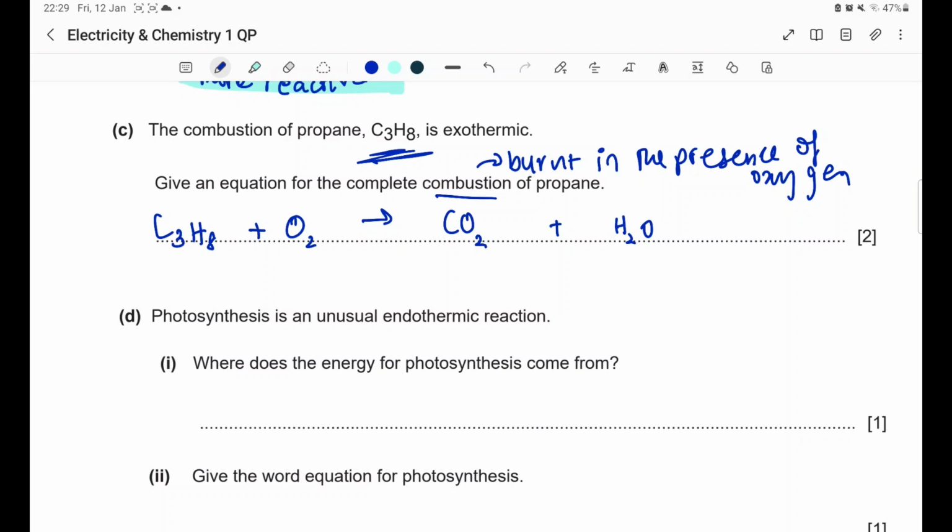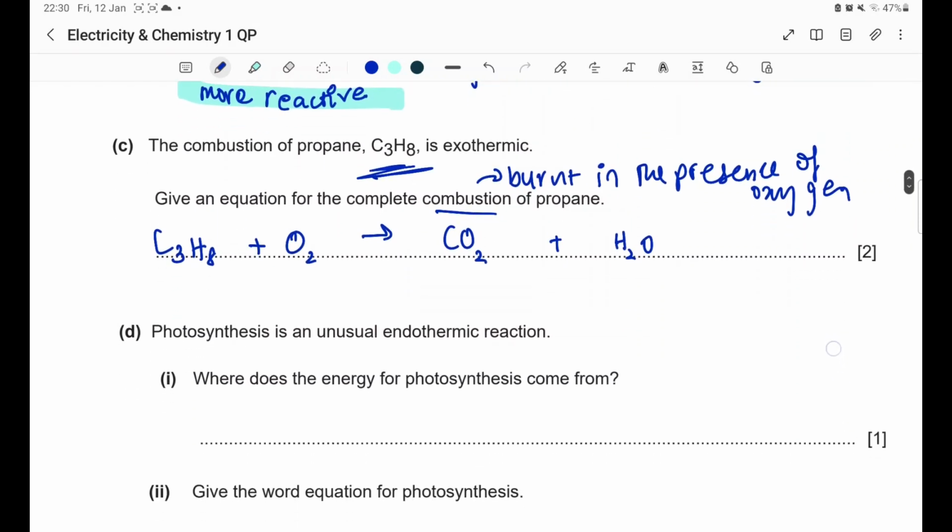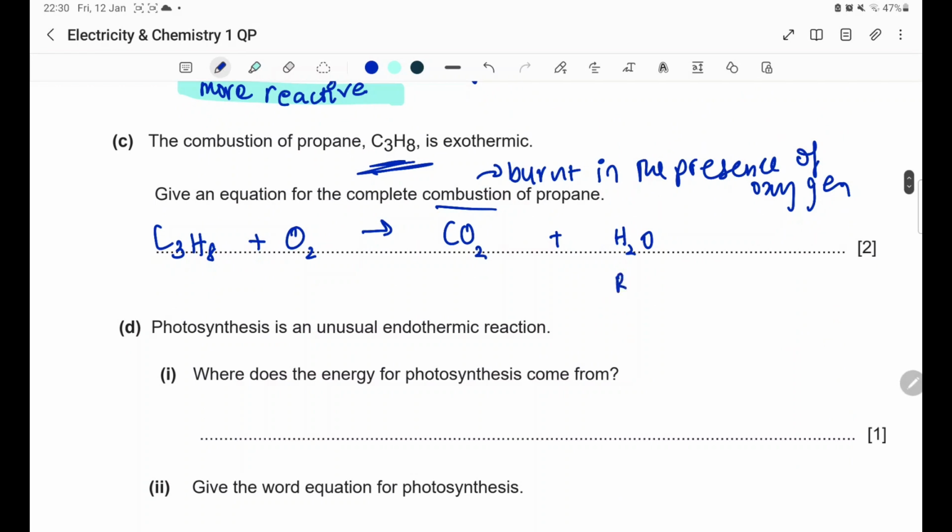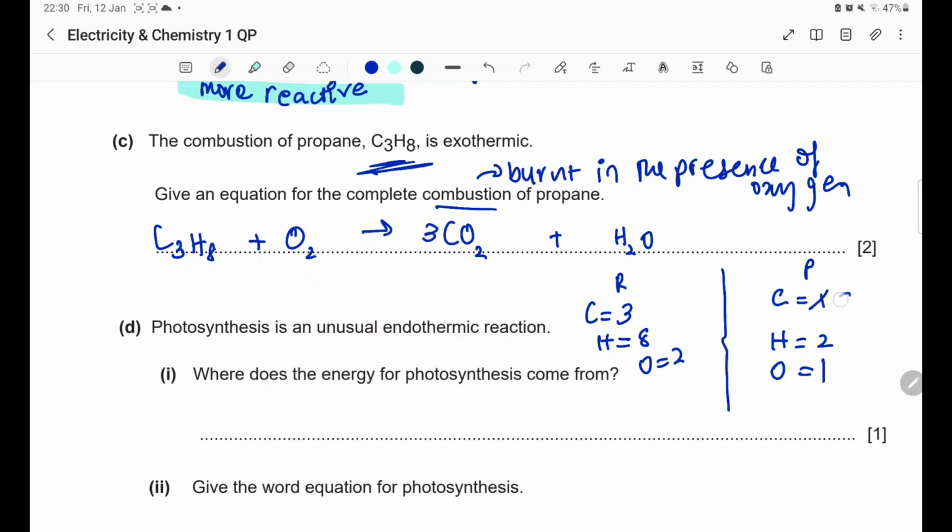I do believe I have covered balancing as well in one of the videos. I will make the reactant side, I will make the product side. C is equal to 3, H is equal to 8, and O is equal to 2. C is equal to 1 on the product side, H is equal to 2 on the product side, O is equal to 1. So we start our balancing. 3 into 2, 6 plus 1, 7 is what this has become. 4 into 2, 8.